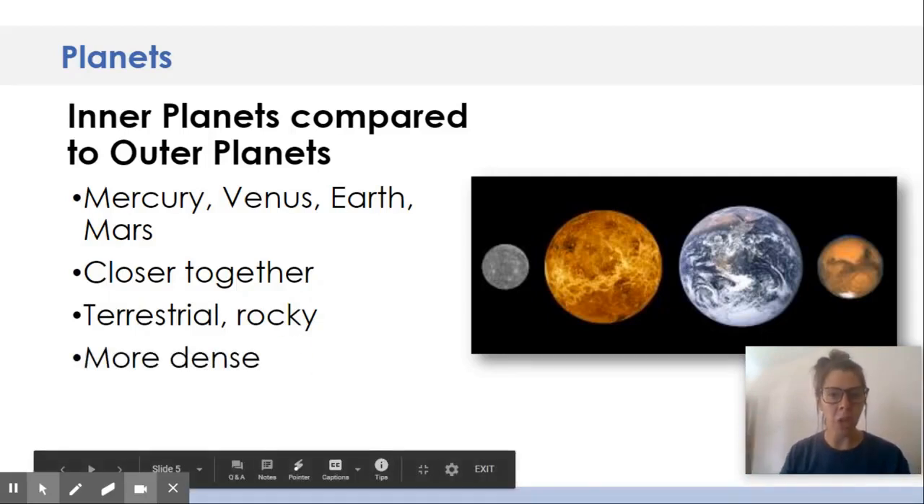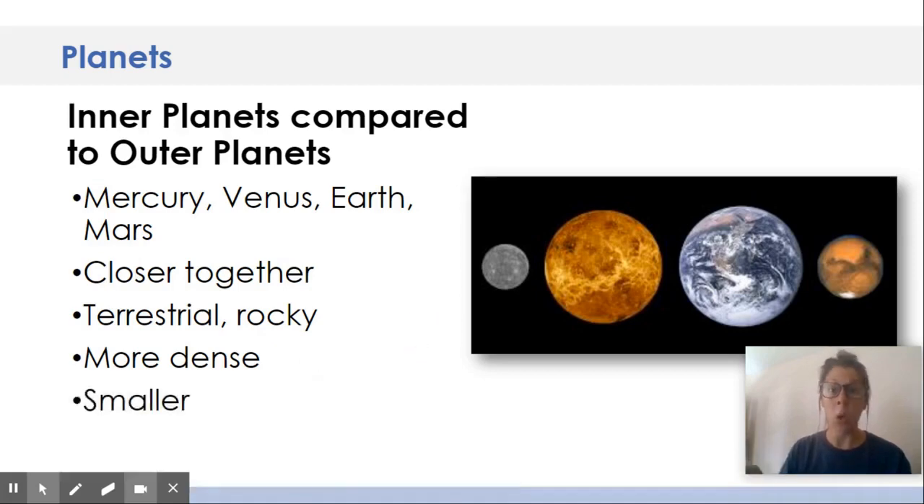Because they're made of solids, they are more dense than other planets. You can actually walk on a land planet like Earth. They're smaller in size, and because they're closer to the sun, they can revolve around the sun in a shorter amount of time than other planets.